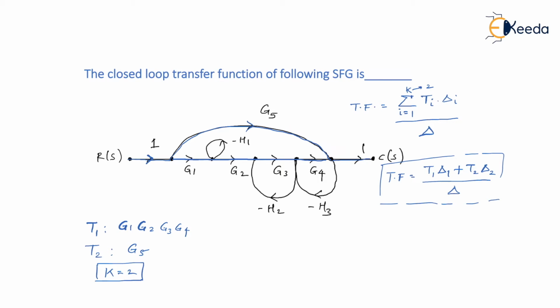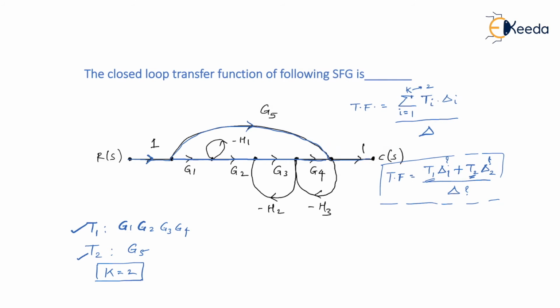Of course, if I want to find the transfer function, I should know T1, which I already know, and the value of T2, which is also known to me. Now the question is to find delta 1, delta 2, and delta. If you remember the formula for delta, you require loops for that. So let us go on finding loops now.